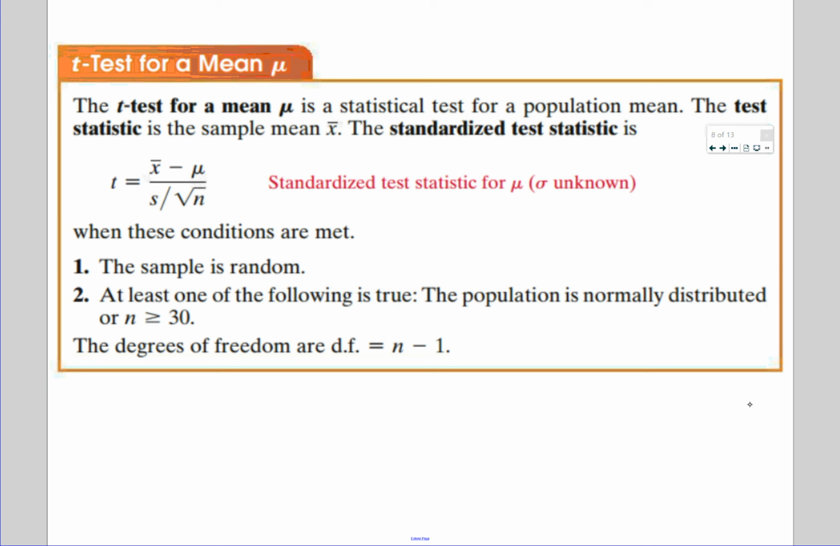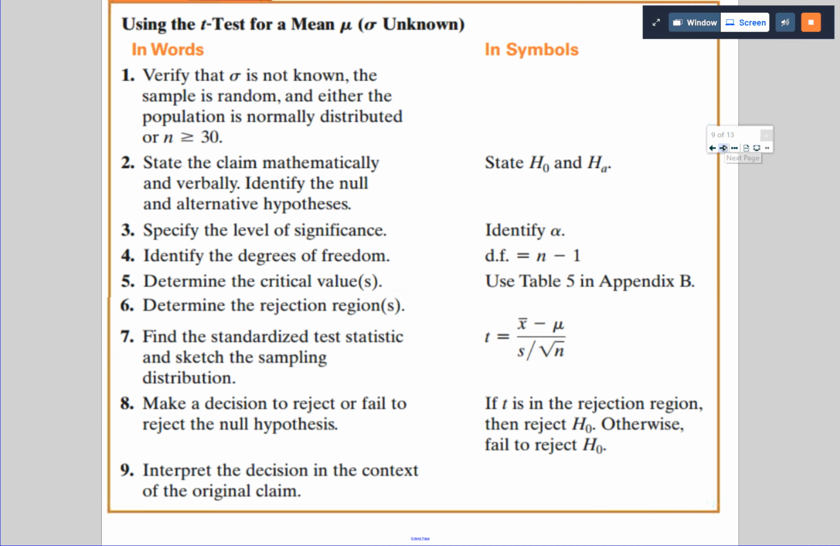So it's the same formula as what we use for z, where you do the x bar minus the mu. The only difference is the standard deviation on the bottom. Instead of a standard deviation of the population, now it's a standard deviation of the sample. What we're going to do today is use that in conjunction with critical values and rejection regions that we've talked about before to do the hypothesis testing.